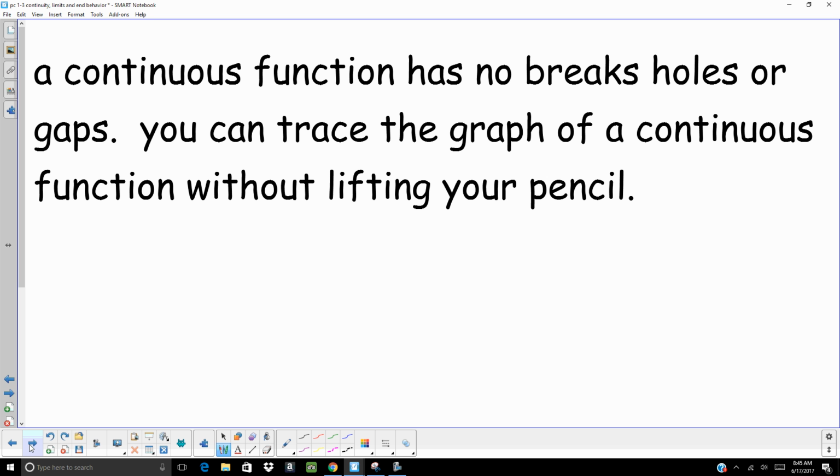So we're just going to keep it basic right now and know that a continuous function has no breaks or holes. When I mean a hole, that is just a spot in the graph where it's undefined.